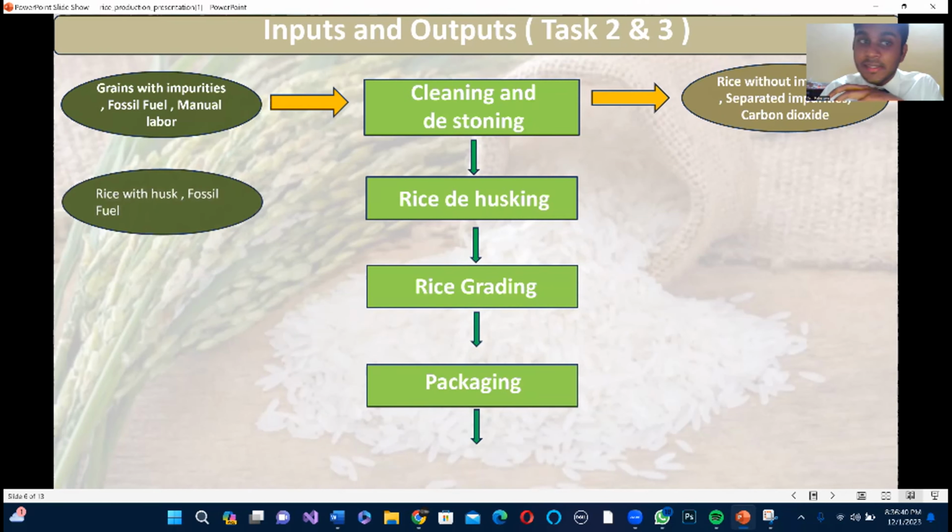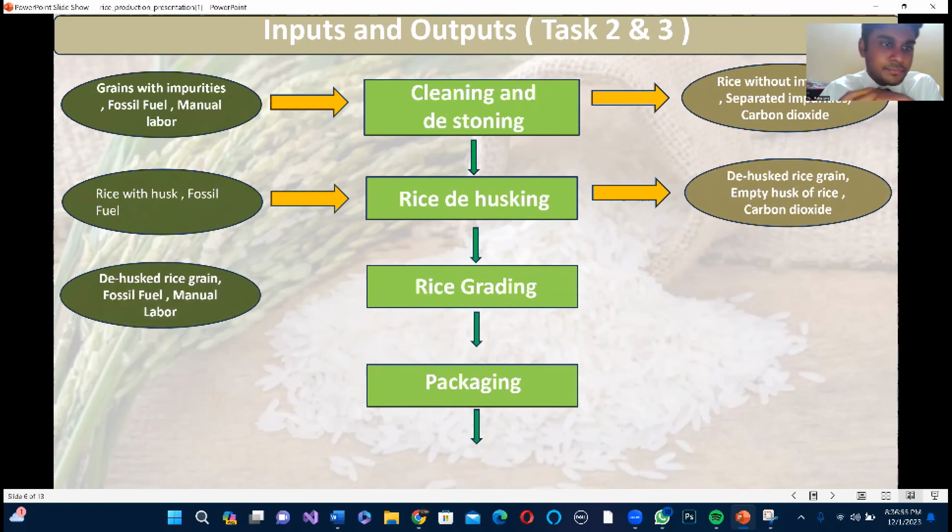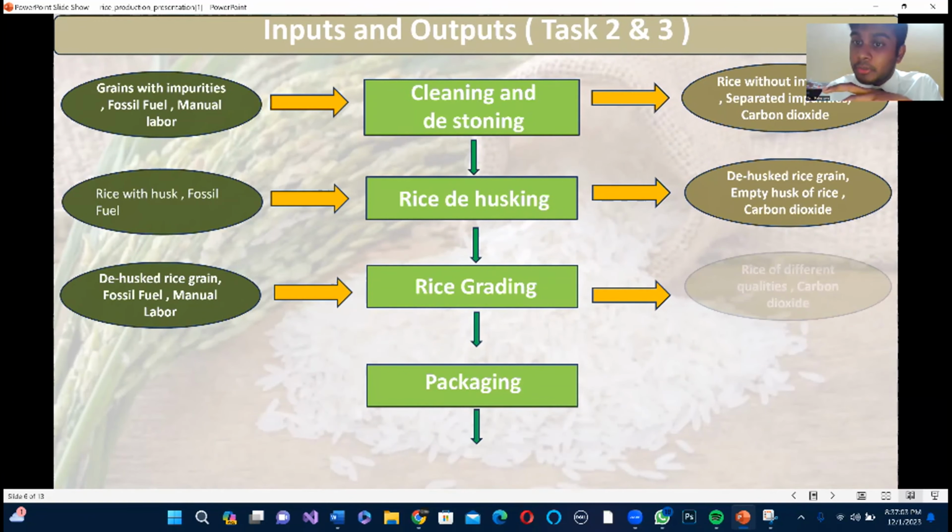Then we have rice dehusking. The inputs of that would be the rice with husk and fossil fuel, and the outputs will be the dehusked rice grain, the empty husk of rice, and carbon dioxide. Then we have rice grading. So when it comes to rice grading, the inputs we have are the dehusked rice grain, the fossil fuel, and manual labor. Then after the process, we obtain a few outputs, which are the rice of different qualities, after our grading, of course, and carbon dioxide.